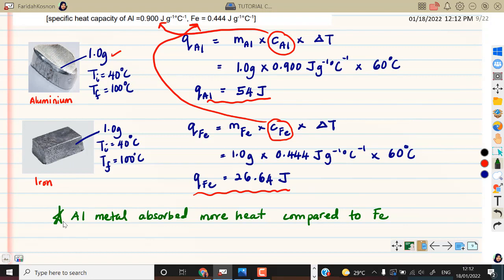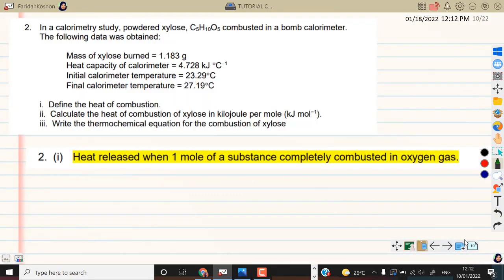Now let's move to question number 2, non-face-to-face. We have this problem. In a calorimetry study, powdered xylose, which is this chemical formula, is combusted in a bomb calorimeter. The following data was obtained. First, you have to define the heat of combustion. You can see from the statement that xylose is completely combusted in a bomb calorimeter.